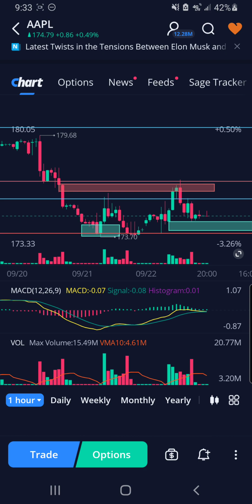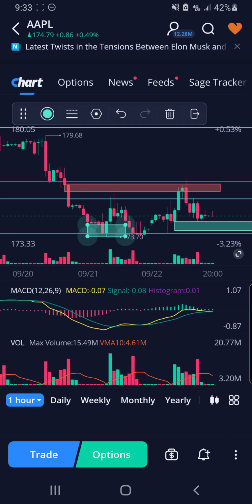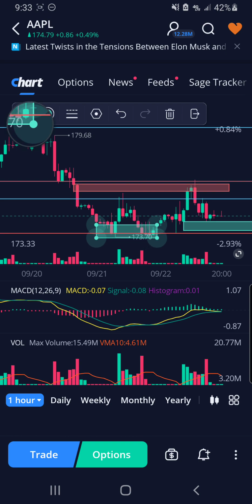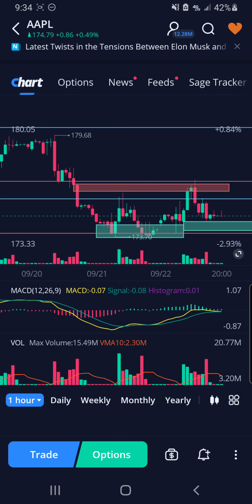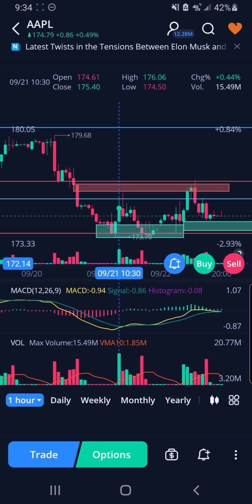Now you can see, if you were to make this a little bigger, you have a range here, and there's no exact price point to me, but you have a range as to where sellers stopped. So if you come, I don't know why this candle ran up. That doesn't make much sense to me.